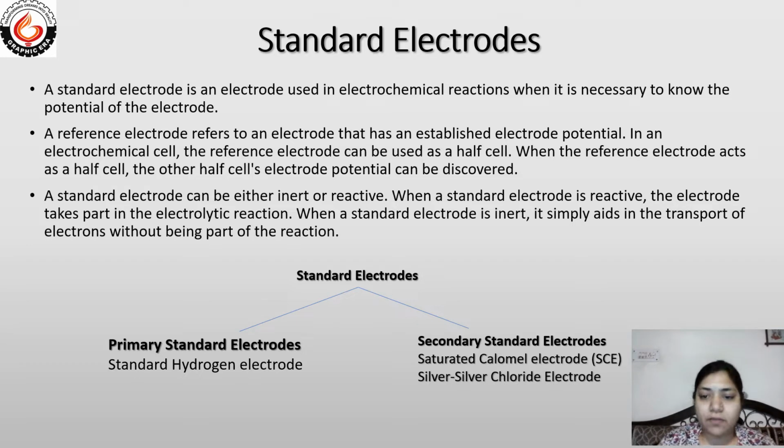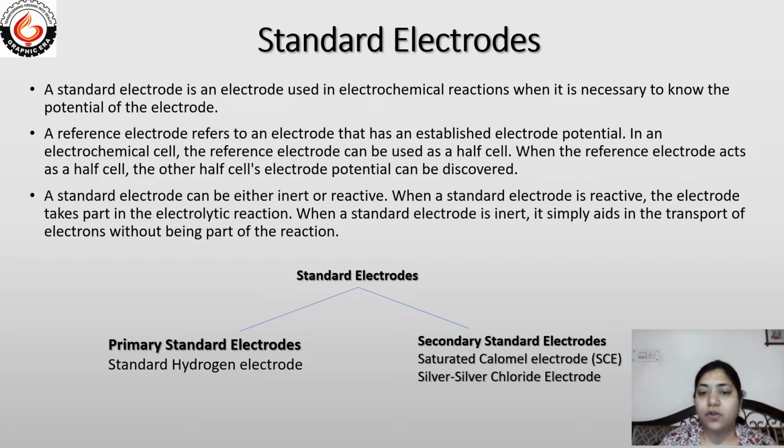An example of a primary standard electrode is the standard hydrogen electrode. We have already discussed the standard hydrogen electrode in standard electrode potential determination. The standard hydrogen electrode has an electrode potential of 0, and the secondary standard electrodes have two different examples: saturated calomel electrode and silver chloride electrode.